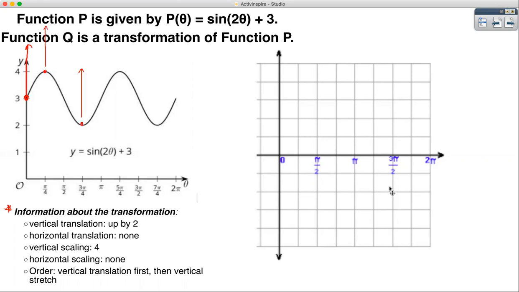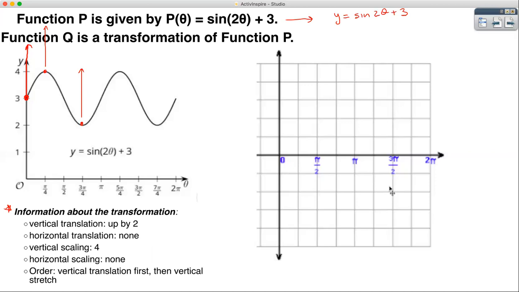Now, this is going to be hard to sketch right away because there's other stuff we have to look at. So it might be best to actually work with the equation first and figure out what function q's equation is going to be. So I'm just going to rewrite function p's equation as y is equal to sine 2 theta plus 3, just to remind us.